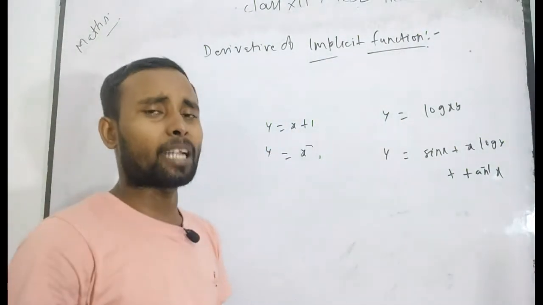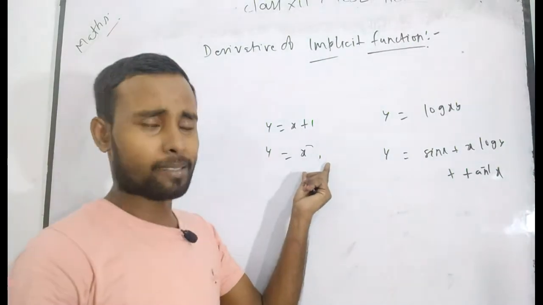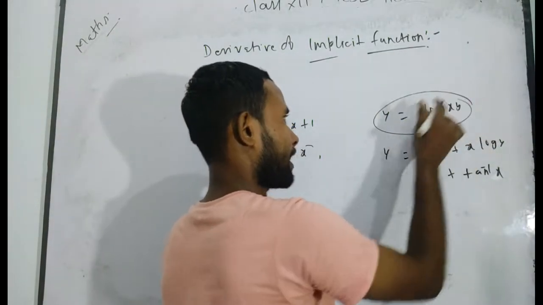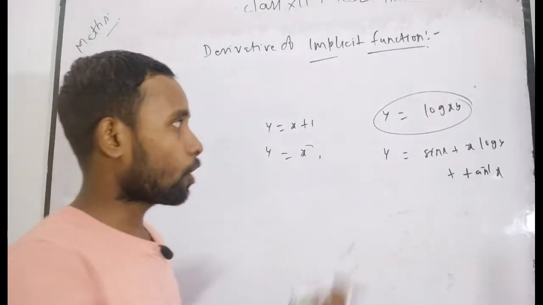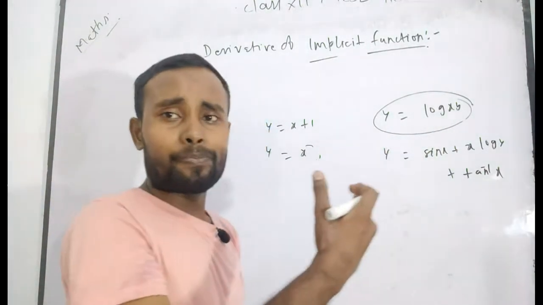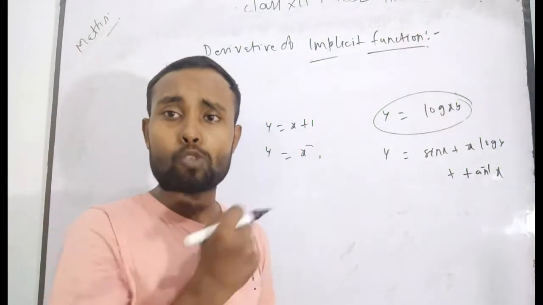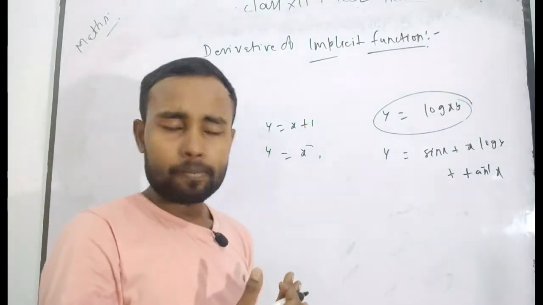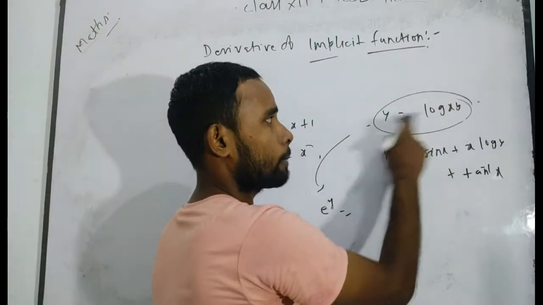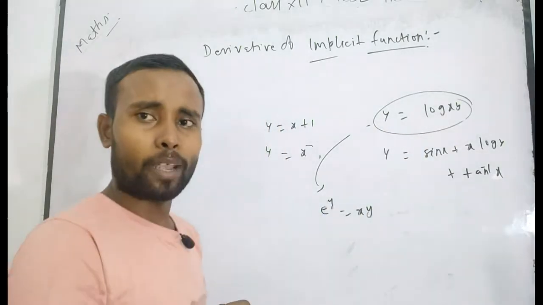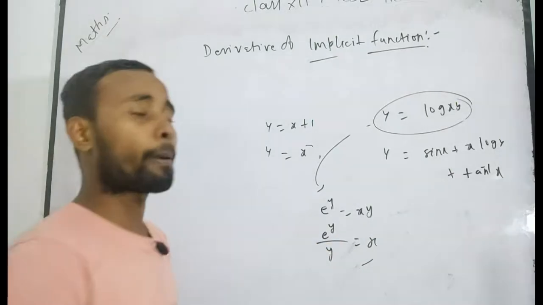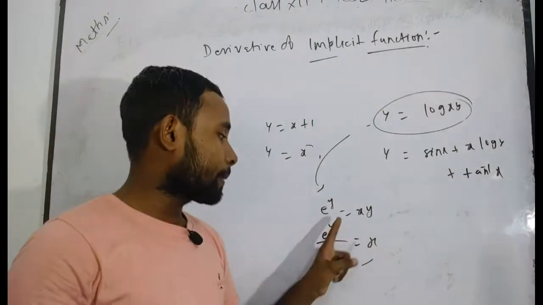Here y is completely expressed in terms of x. Here y is also completely expressed in terms of x. Now, if you see here, you can say y is not expressed completely in terms of x, because y is expressed in terms of both x and y. If I try to express it by some manipulation, I can write e^y = xy, so e^y / y = x. That means x = e^y / y, so x is completely expressed in terms of y.